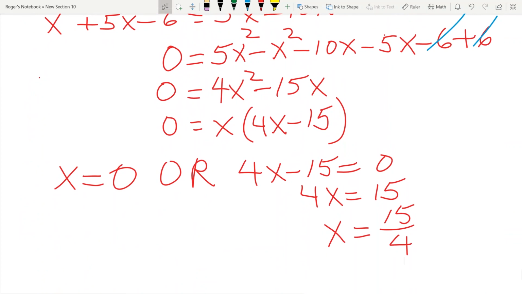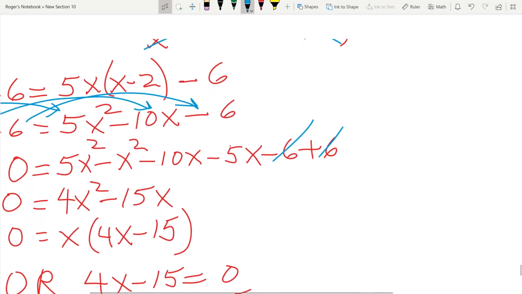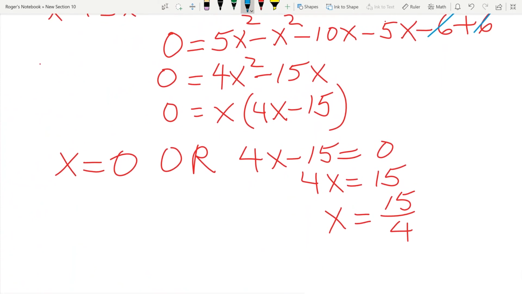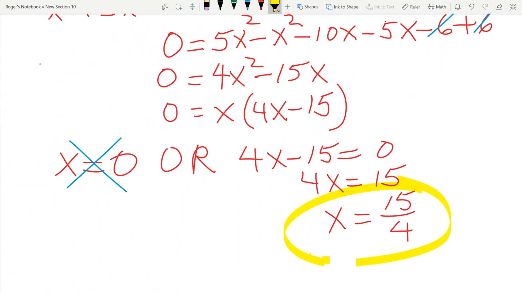So let's go ahead and cross this guy out right here. Oops, sorry about that. Let's go ahead and cross this guy out. That's not an option. And so we know that our answer is right here. 15 over 4. X equals 15 over 4 is our solution. And again, it might be a good idea if I wrote extraneous root on here just to make sure that you understand. Don't forget this word.